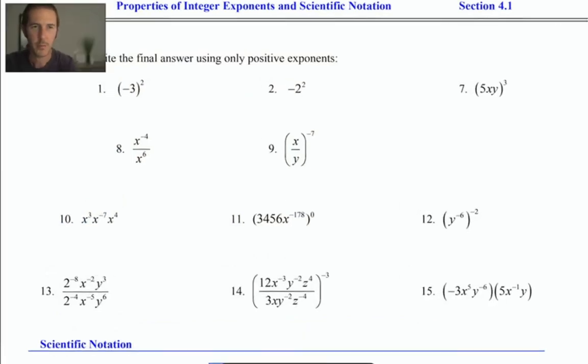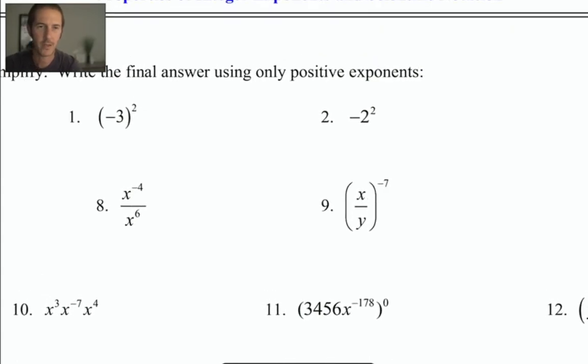This first example problem has us taking negative 3 and raising it to the second power. And as you know, raising something to the second power means taking that thing and multiplying it by itself. So this equates to negative 3 times negative 3. A negative times a negative is a positive, and the 3 times 3 makes 9.